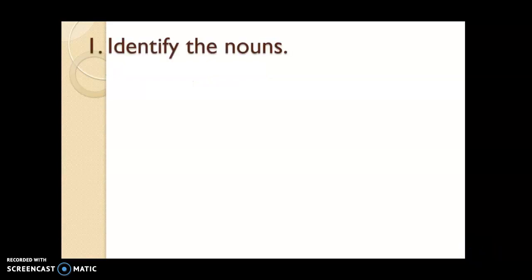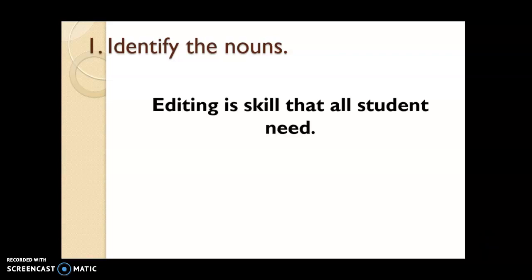So the first step in the process is to identify the nouns. And as a reminder, nouns are people, places, things, or concepts, ideas. Okay, so let's look at this sentence. Editing is skill that all students need. So here in this sentence we have three nouns: editing, skill, and student. Those are the three nouns. Student, of course, is a person. Skill is sort of like a thing or an idea, and editing is also an idea.